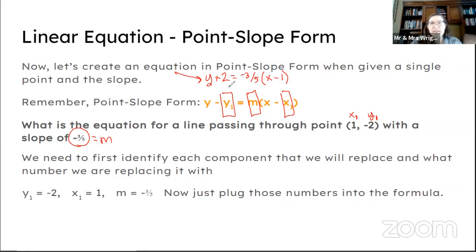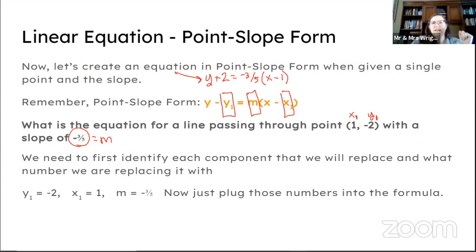Now, if you need to get it into slope intercept form, which is where y is all the way by itself, all you have to do is the 2 is going to switch sides, and you're going to distribute this and then combine like terms. So you're just going to solve for y, in other words. We covered that at the end of last lesson, 2.7. If you want to go back and watch that again, how to solve for y.